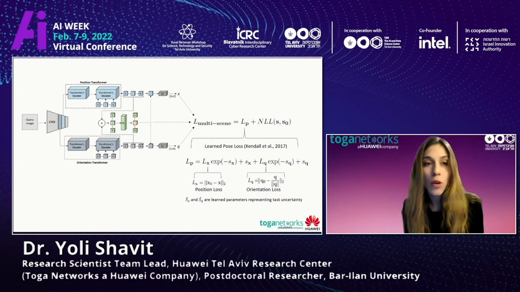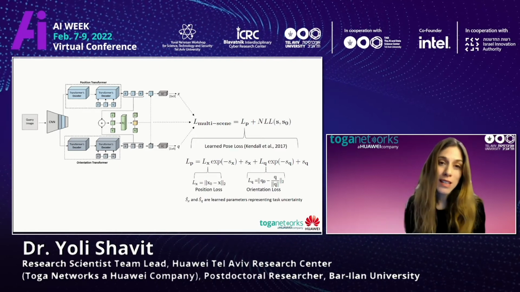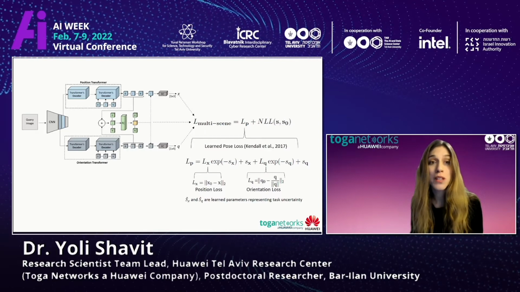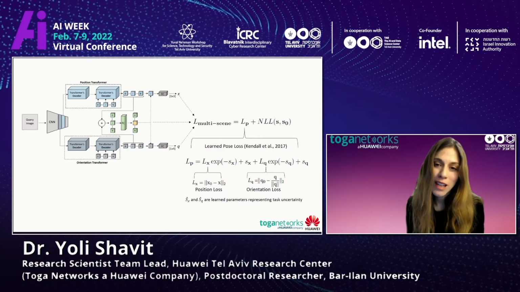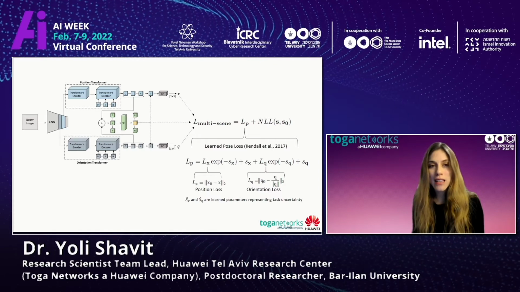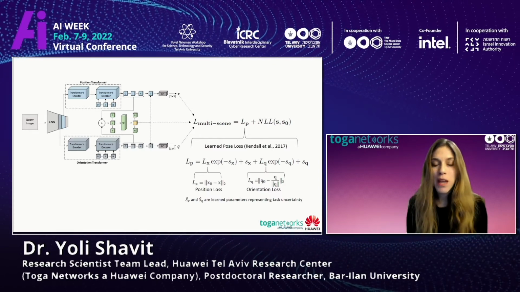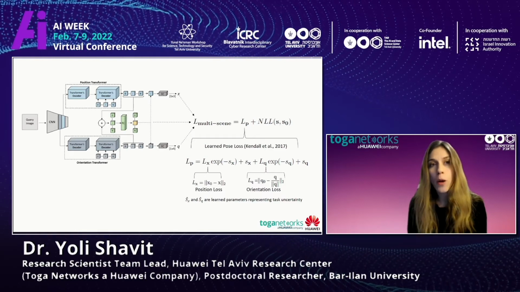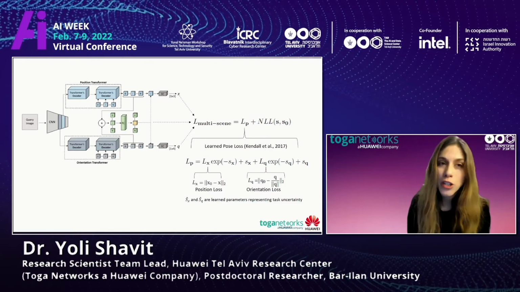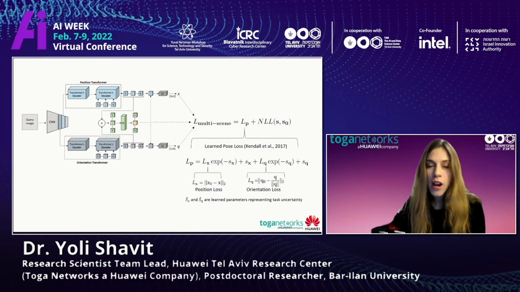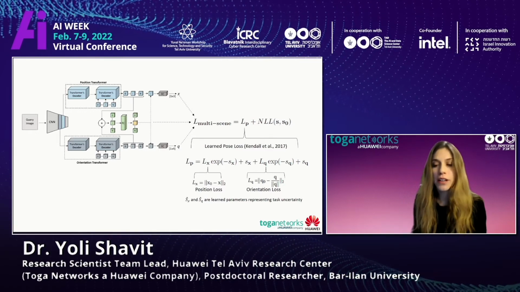We use the negative log likelihood loss to learn scene classification, and the learned pose loss for learning pose estimation. The learned pose loss is a loss commonly used in camera pose regression, which basically learns the optimal balance between the L2 position loss and the L2 orientation loss. And the parameters you see here represent the task uncertainty.